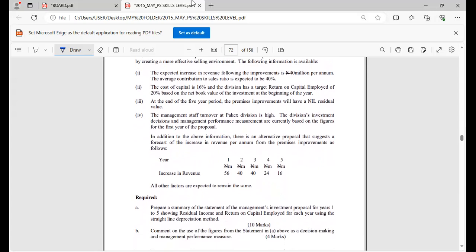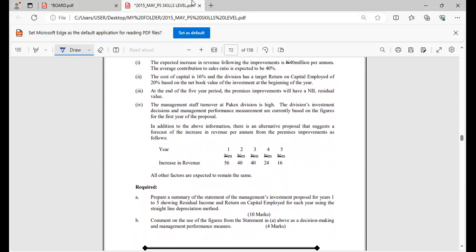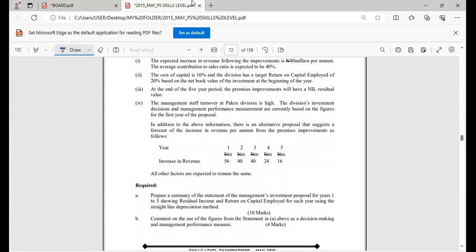Required. A. Prepare a summary statement of the management's investment proposal for years 1 to 5, showing residual income and return on capital employed for each year using the straight line method of depreciation. B. Comment on the use of the figures from the statement in A above as a decision-making and management performance measure.